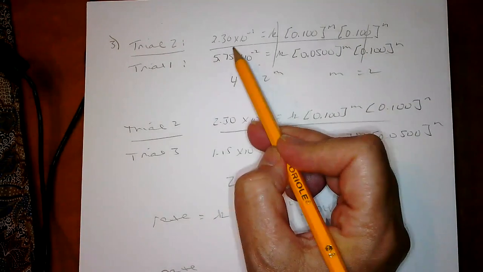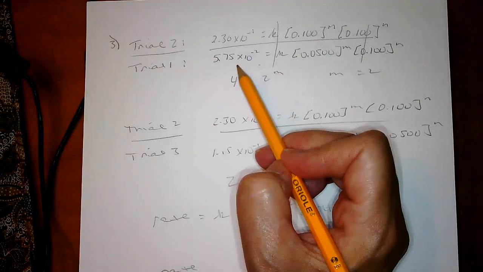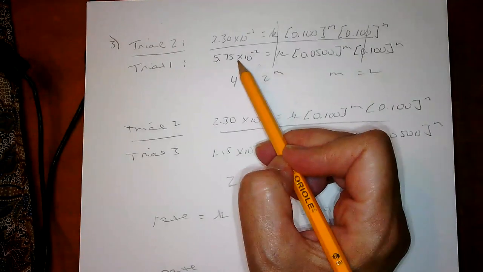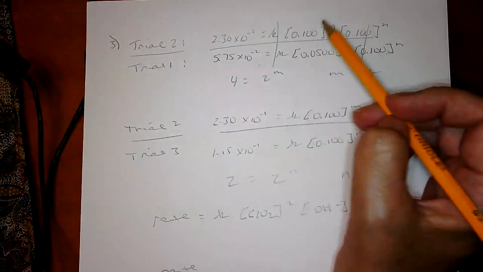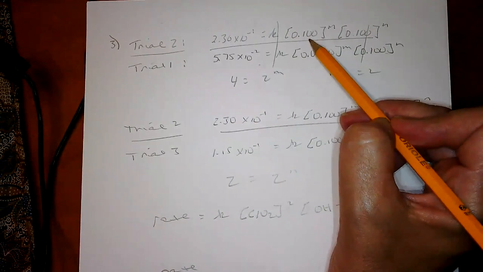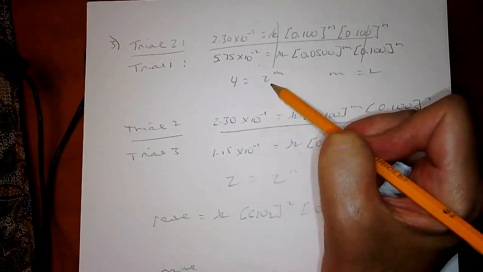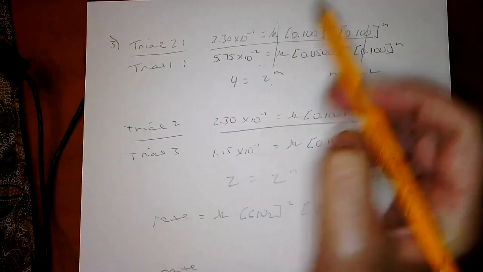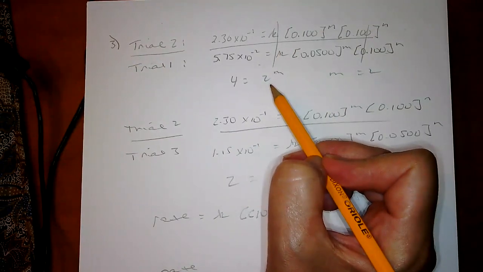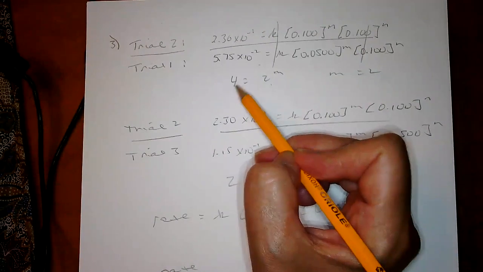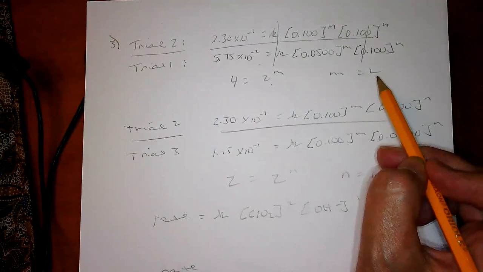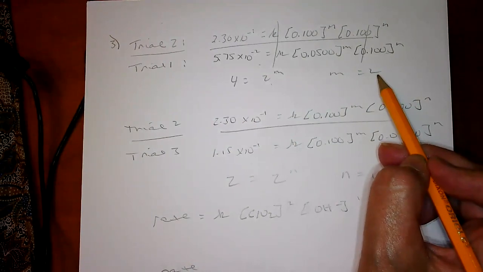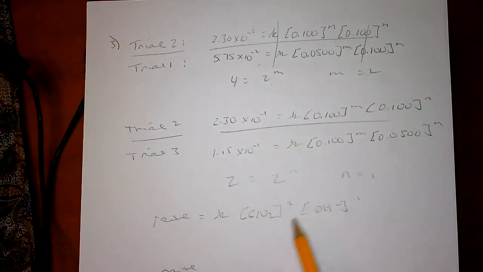So 2.30 times 10 to the minus 1 divided by 5.75 times 10 to the minus 2 gives me 4. So I'm quadrupling my rate when I go from 0.05 to 0.1. So I'm doubling my concentration, and doubling my concentration quadruples the rate. These are nice, easy, round numbers. I know that m is 2, so my ClO2 is second order.